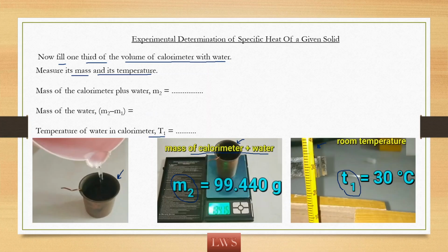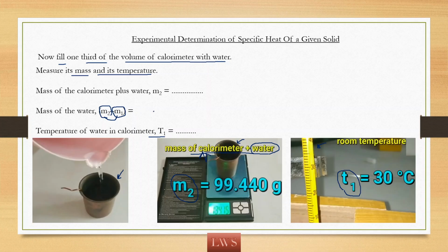So here M2 is the mass of calorimeter and water, and I have M1 which will give you the mass of empty calorimeter. So if I want to get the mass of this water, I can subtract M1 from M2 so that I'll be getting the mass of water. So mass of water is M2 minus M1. M2 is mass of both calorimeter and water. M1 is mass of empty calorimeter. So that I am getting the mass of water.